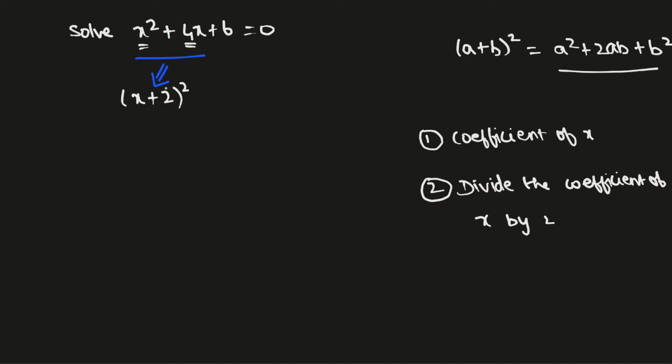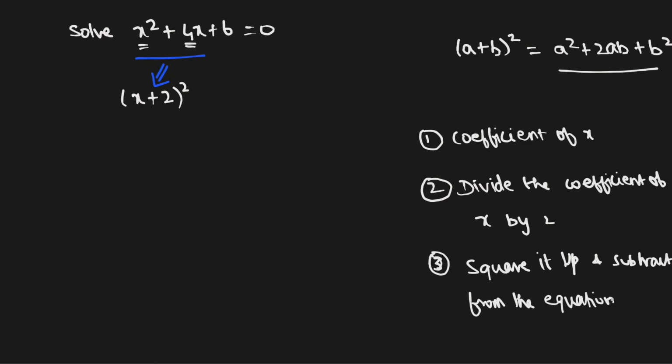The next step is to transform this plus 4 plus 2. We have to square it up and put a negative sign to it. The third step is to square it up and subtract from the equation. I'm writing the steps next to it as well.